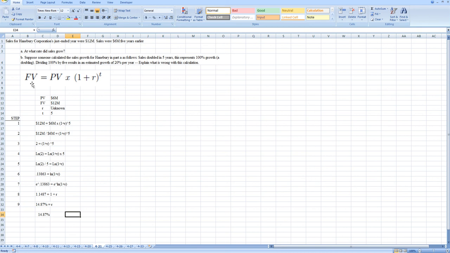Now in part B, it says suppose someone calculated the sales growth for Hainbury in part A as follows. Sales doubled in 5 years. This represents 100% growth, a doubling. Dividing 100 by 5 represents an estimated growth of 20% per year. Explain why this calculation is wrong.